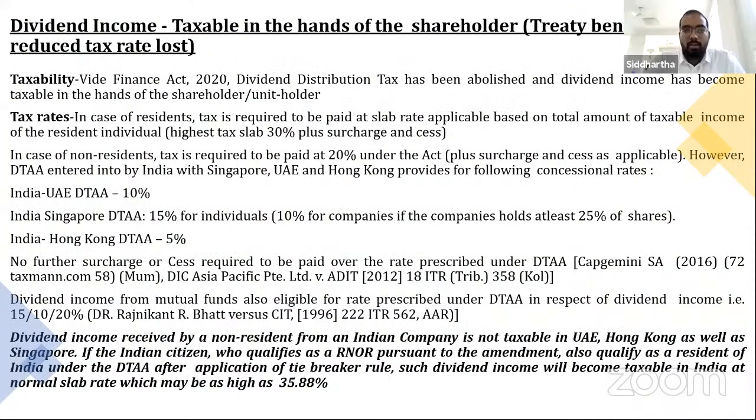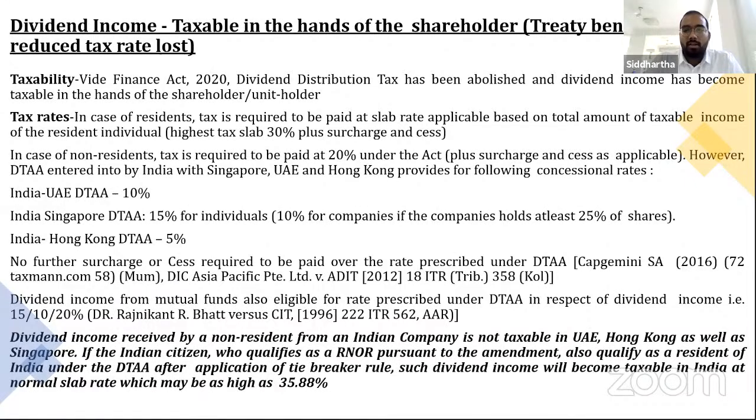as we know, dividend distribution tax has been abolished. Now the dividend income is taxable in the hands of shareholders. As per income tax, it is taxable in case of non-resident at the rate of 20% plus applicable surcharge and cess. But if you become a resident, then it will be applicable as per your slab rate.